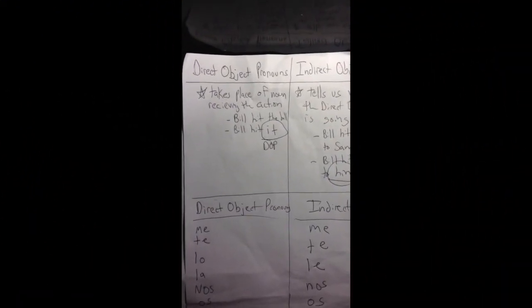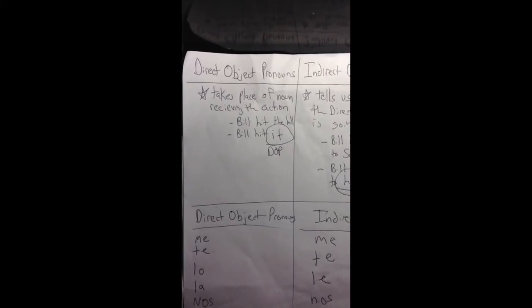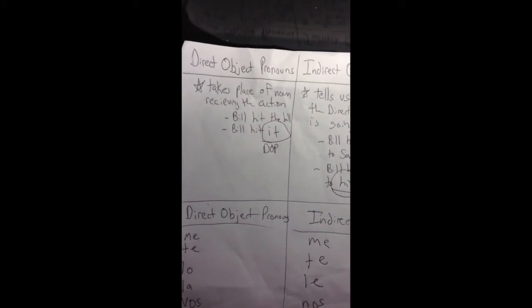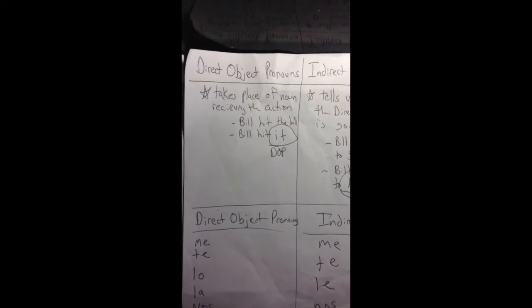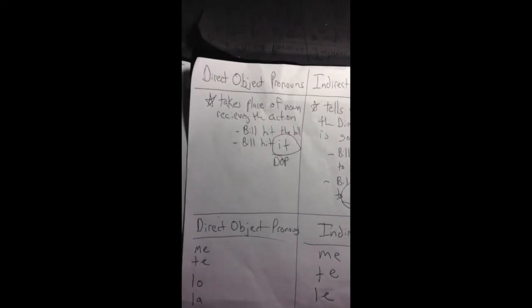Okay, today we're going to discuss the differences between direct object pronouns and indirect object pronouns. Direct object pronouns take the place of the noun receiving the action. For example, in the sentence, Bill hit the ball, the ball is the direct object. Therefore, you can replace it with a pronoun, such as Bill hit it, it being the ball.